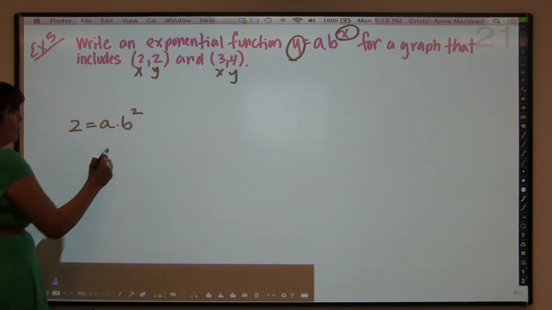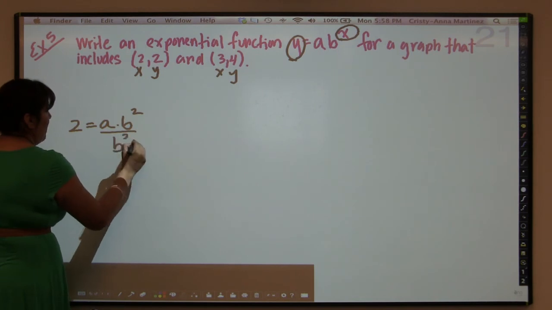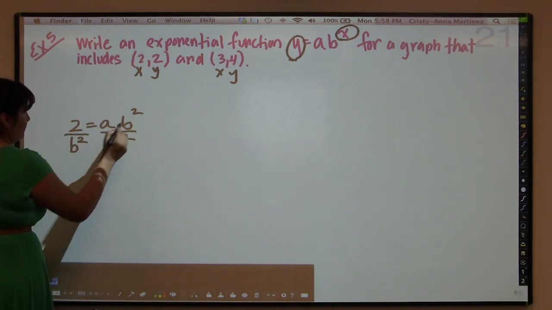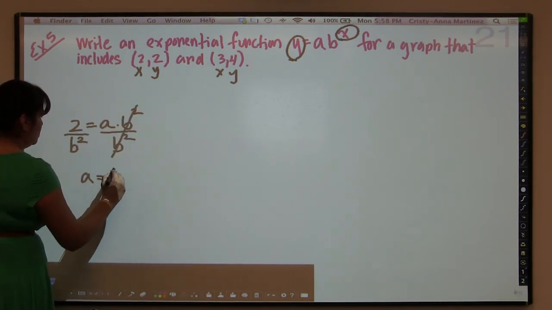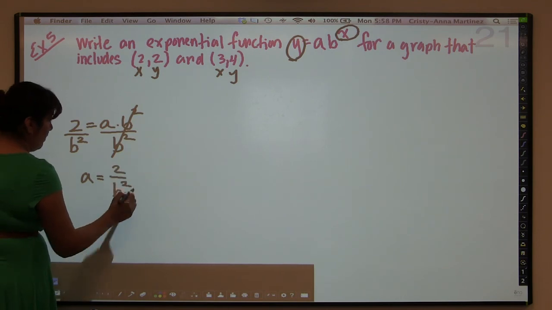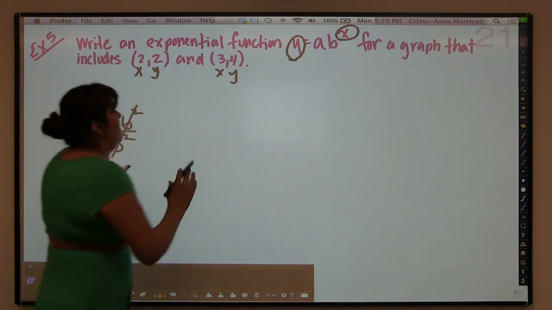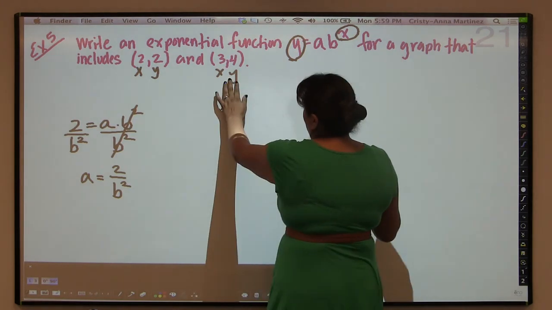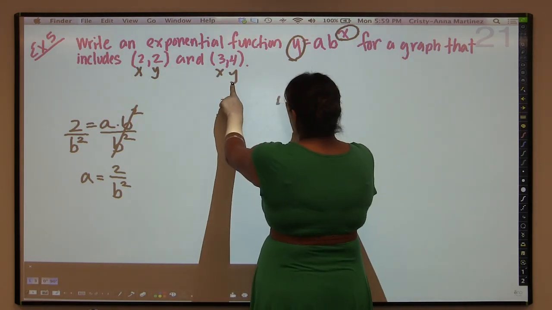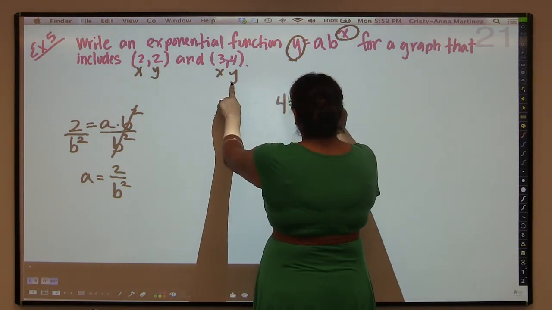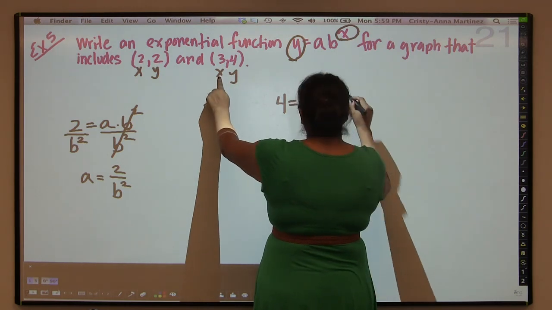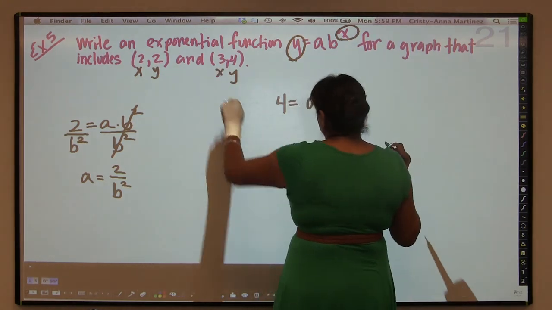And then at that point, I could just solve for a by dividing by b squared. And so a equals 2 over b squared, which seems kind of weird, right? But just leave it there for a moment, and then come over here and do it again with the other point. In this case, y is 4, so I say 4 equals a times b to the 3rd power because this time x is 3.